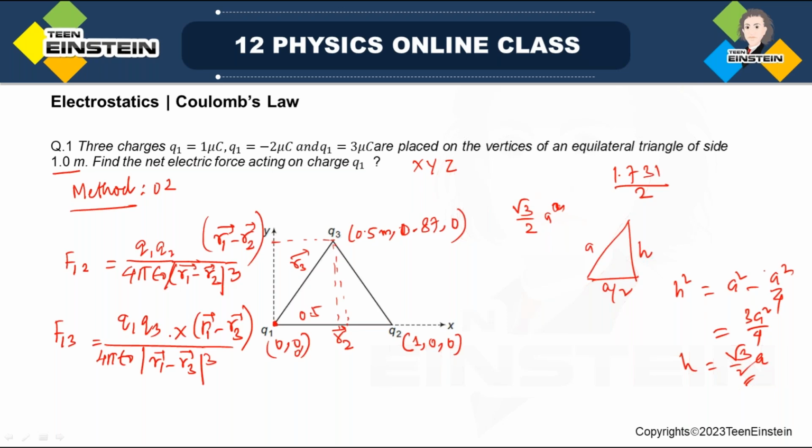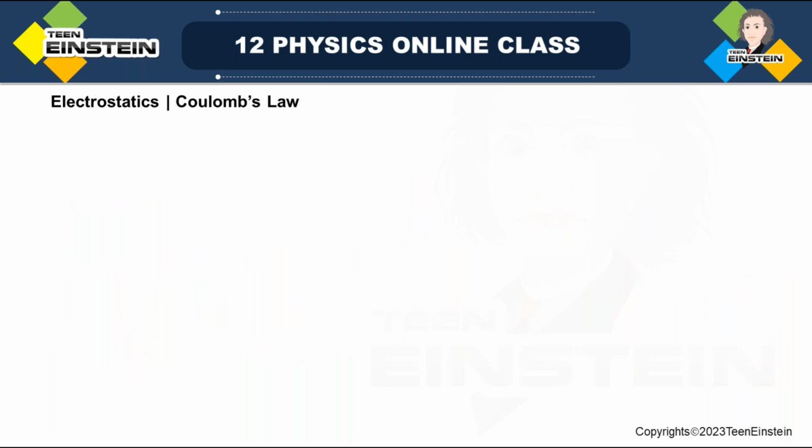Now you might be thinking what to write in place of r1 minus r2 and what to write in place of r1 minus r3. So that's the crucial point over here. Q1, q2 magnitudes are given, so we can just put them in. Let me first find out the F12 force.